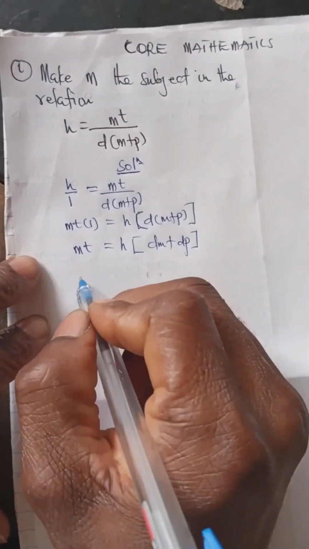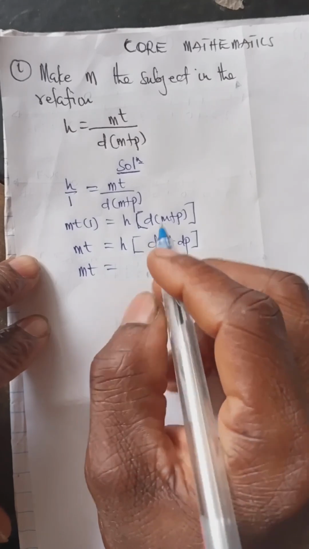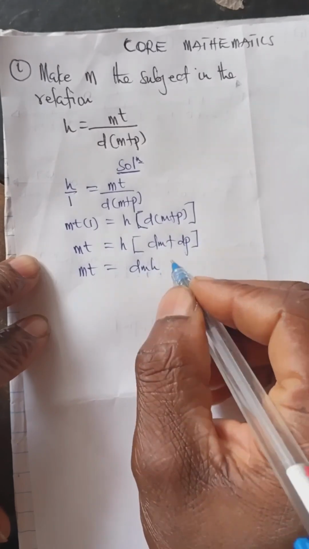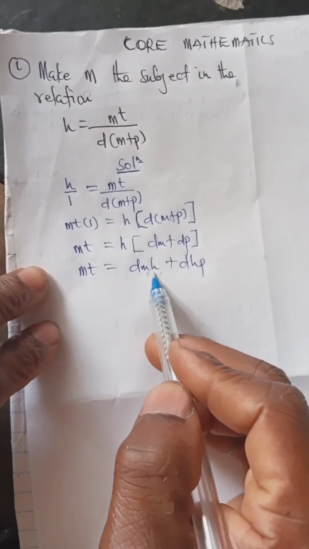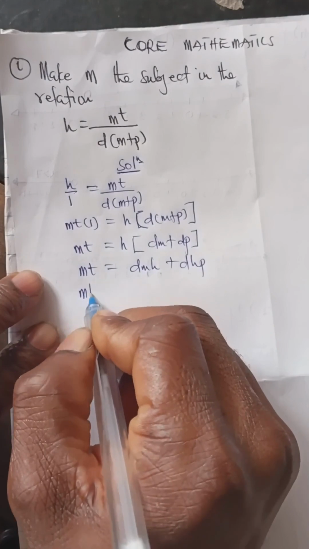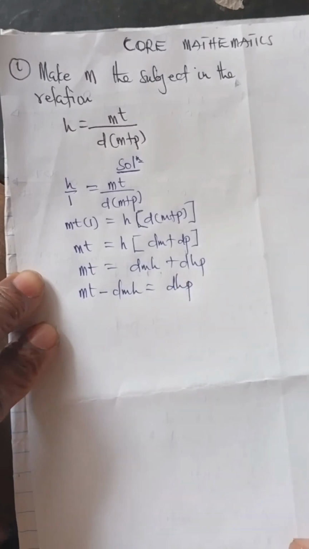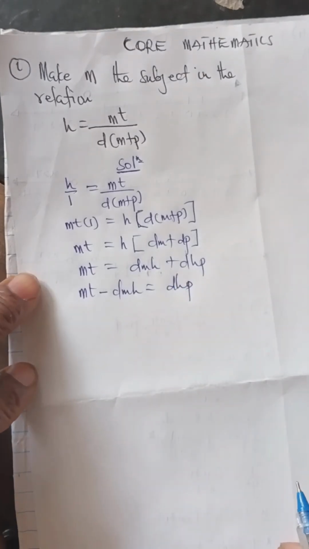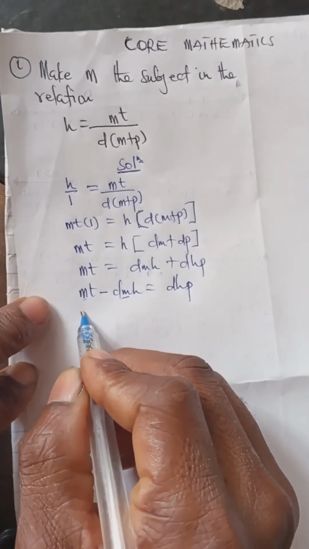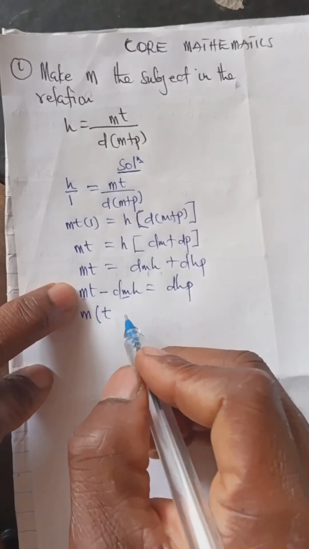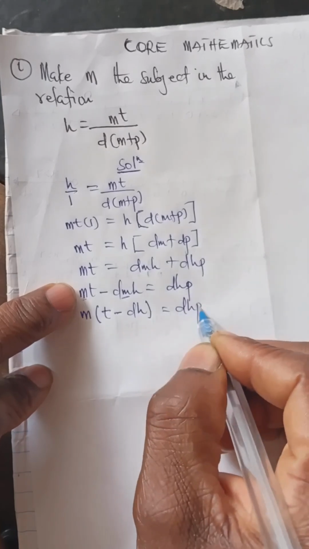Then from here we can have MT is equal to DMH plus DHP. I want to make M the subject, so let's move the M term to this side, giving MT minus DMH is equal to DHP. Then, because we want to make M the subject, we have to factorize M out. Since M is here and M is here, when I take M out, I'll be having T left here, then over here minus DH, which is equal to DHP.